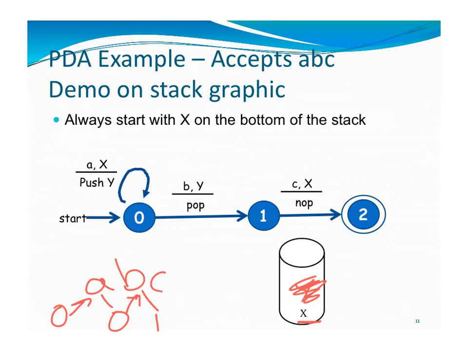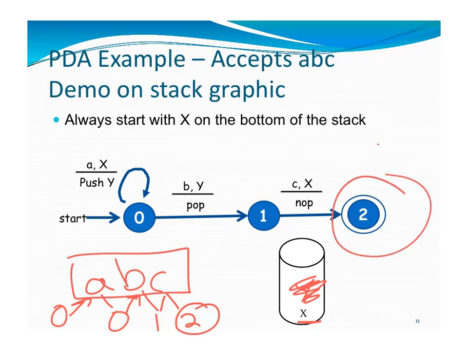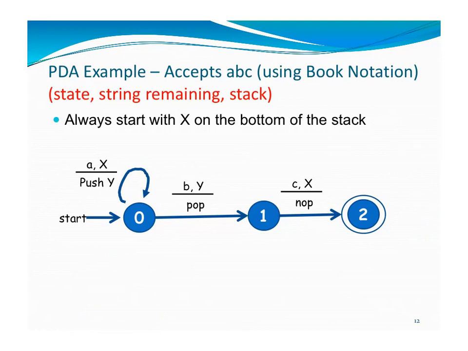All right. And now I'm at state 1, and I take a look, and I have a C, and there's an X at the top of the stack, and oh look, C, X, no op will get me to 2, so let's do that. So I take the letter C, I go to 2 because I have a C and an X at the top of the stack. I do a no op, so I don't change the stack. And now I'm at state 2. I have used up all the letters in my string, and state 2 is a final state, so I can say yay, accept.